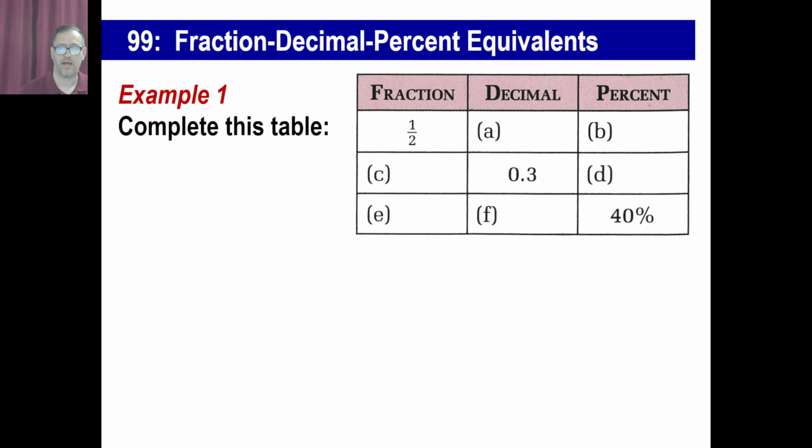So let's do it. Okay, complete this table. The fraction is 1/2. What's the decimal? Well, every fraction is a division problem. Well, all you need to do is do 1 divided by 2. And of course, that's 0.5. So the decimal is 0.5, all right? The percent, all you need to do to take a decimal and move it over to a percent is to go twice over. There's a 0 there, so it's 50%, right?